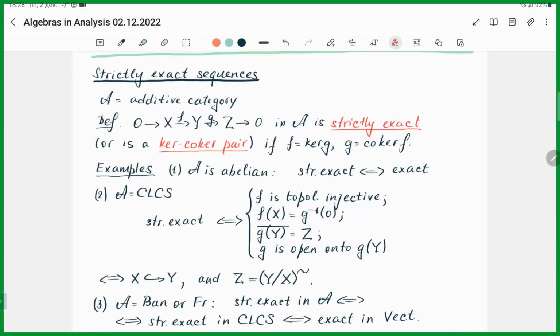Well, let's look at some examples. First of all, if A is an abelian category, for example, you may think about the category of modules over a ring, then a sequence is strictly exact if and only if it is exact. On the other hand, if you now take the category of complete locally convex spaces, and probably this is our main example, then the situation is different. It turns out that such a sequence is strictly exact if the following conditions hold. First of all, f is topologically injective. Second, our sequence should be algebraically exact in the middle term. That is, the range of f is equal to the kernel of g. Next, the second arrow g must have a dense range. So the range of g is dense in Z. And finally, g should be an open map of Y onto its range.